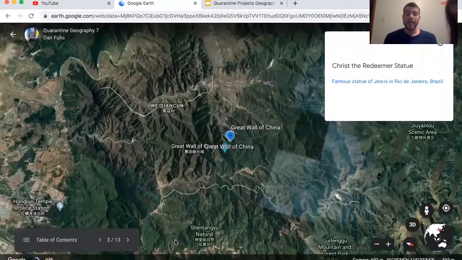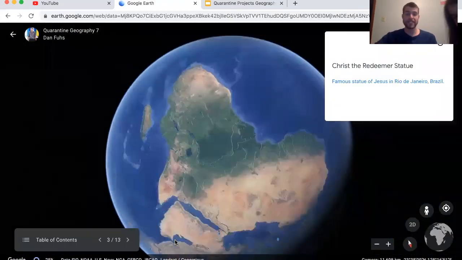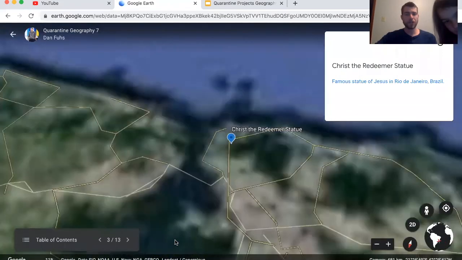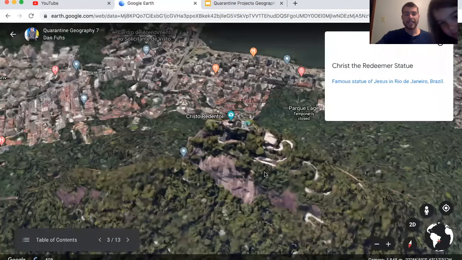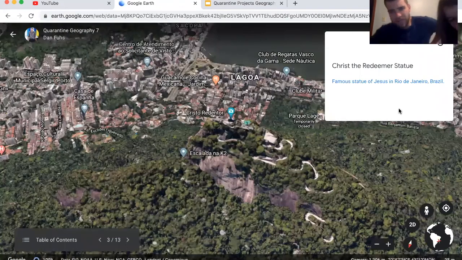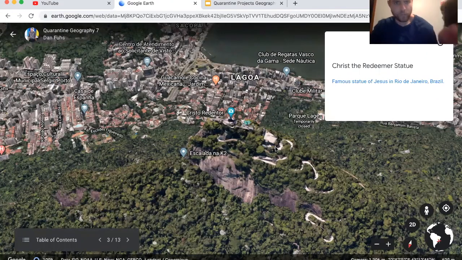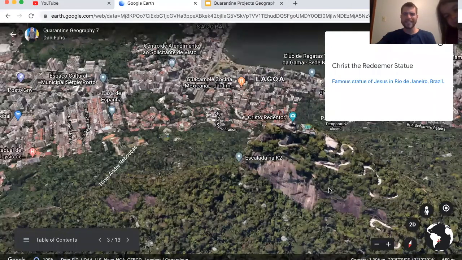Okay? Now, our next monument is way over in Brazil. This was built much more recently, in the 1900s, early 1900s, and it is the Christ the Redeemer statue. Now, the Christ the Redeemer statue was built over Rio de Janeiro in Brazil, and they wanted to build a statue that overlooked the city.